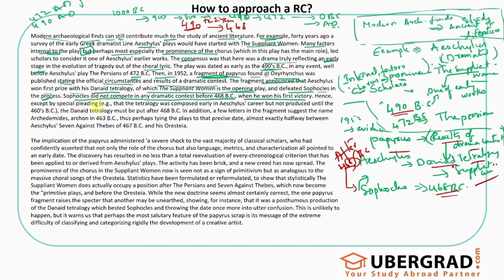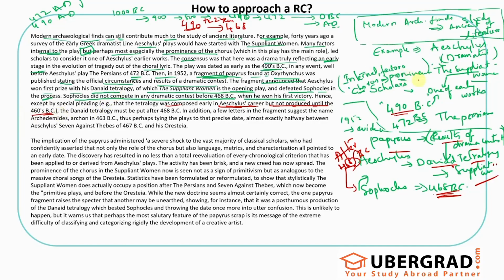Hence, except by special pleading, for example that the tetralogy was composed early in Achilles' career but not produced until the 460s BC. So this is one special case that they are giving. Maybe he wrote it in 490 BC, right? That is, he composed it early in his career, but did not produce it until the 460s BC. Because they both competed in a competition with the Danaid tetralogy, it must have been produced after 468 BC. So there are only two possible explanations. One is that the Danaid tetralogy was indeed written in 490 BC or close to that, in the early days of his career, and he did not produce it until the 460s BC.